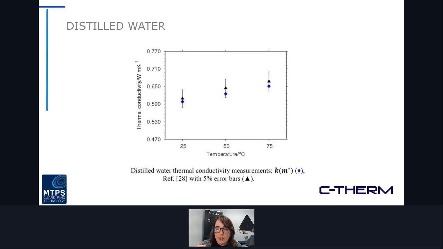So after all of that, it's a good idea to validate the performance on a variety of different materials. This is looking at distilled water, the thermal conductivity of distilled water as a function of temperature, compared with the NIST-JANAF thermophysical tables reference values for that of distilled water for thermal conductivity.